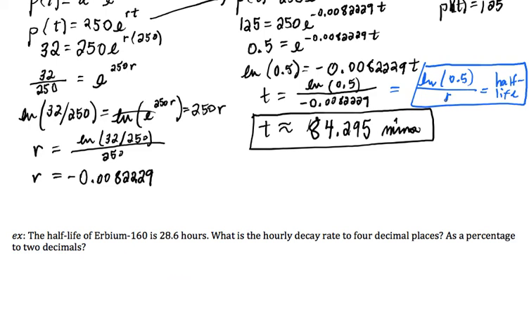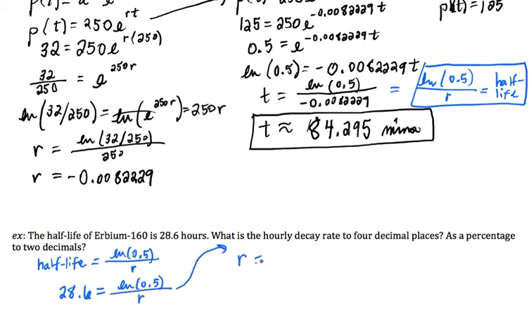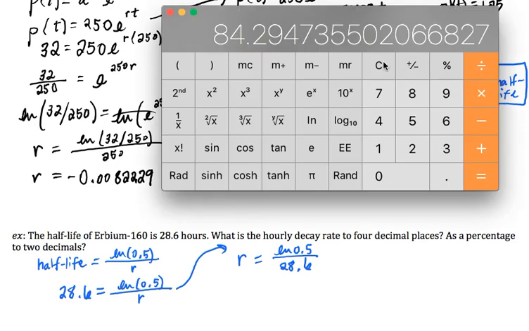Okay, r is the decay rate. So if we know that half-life is equal to the natural log of 1/2 divided by the decay rate, and we're given the half-life is 28.6, well then we can plug that in and solve for r. So r is equal to the natural log of 1/2. I'm skipping a step here, but if you multiply both sides by r and divide both sides by 28.6, we will get this. And let's see what that comes to.